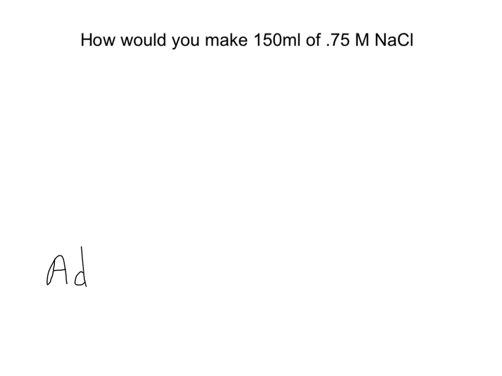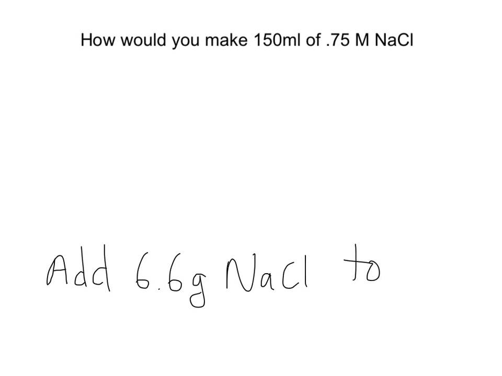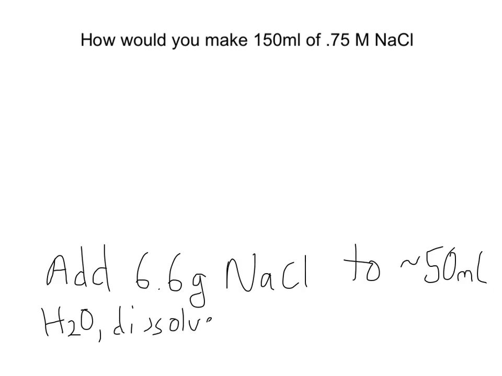Now, the question isn't quite complete because what I need to do is actually make the solution. So I need to add 6.6 grams of NaCl to about 50 milliliters or so of water. And then I'll dissolve the NaCl, and once it's dissolved, I can bring that solution up to the total volume I want, which is 150 milliliters. This then answers the question.